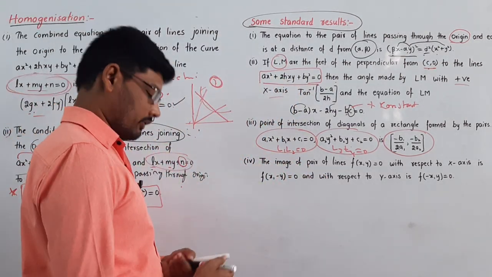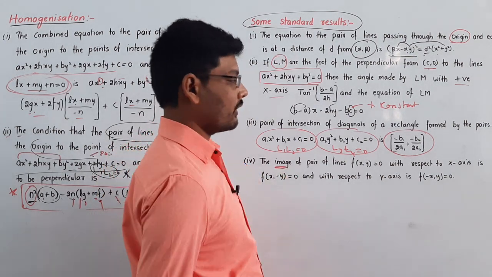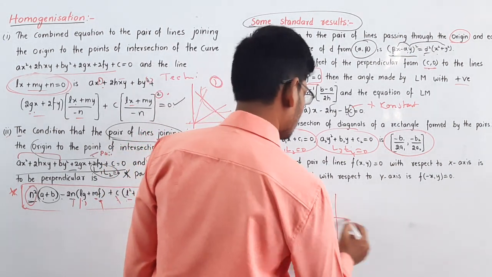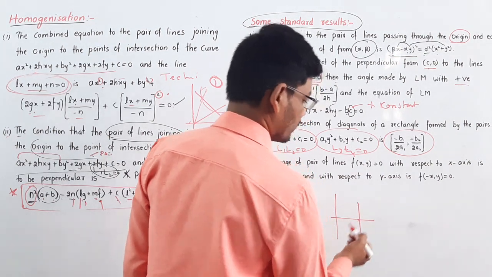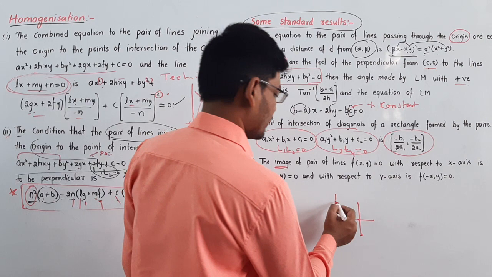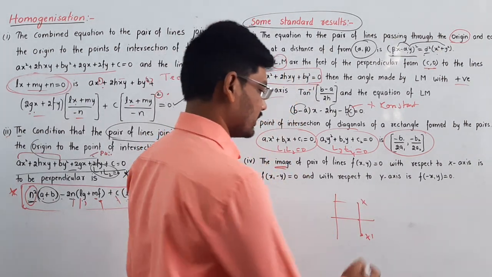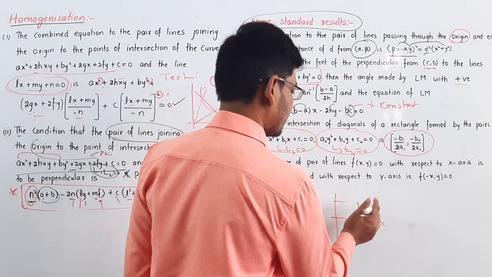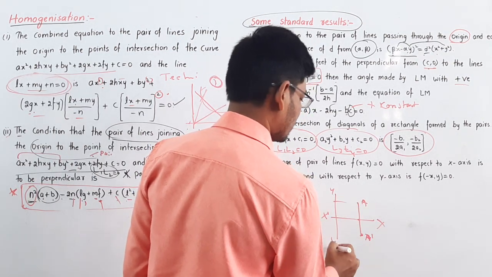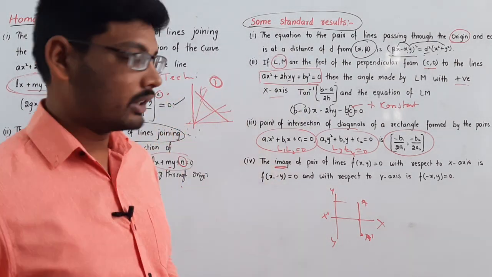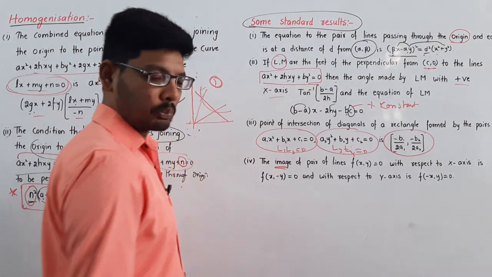now the image of the pair of lines. The image is nothing but, as we already know, a mirror image. This is a point here, this is x, this is x dash, and x dash is the mirror image. This is the x axis. For example, take a, this is a dash, this is x dash, y dash. This is the axis, this is the image here. That is brief information about image.